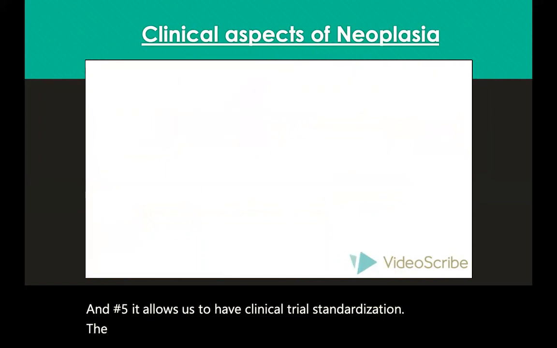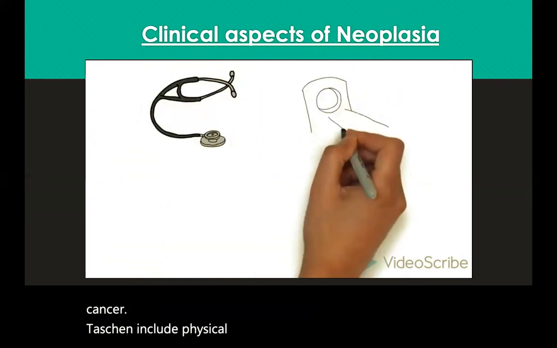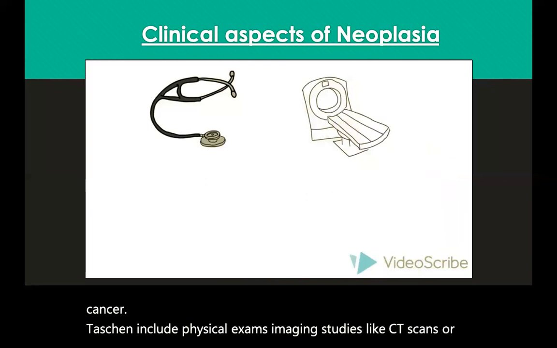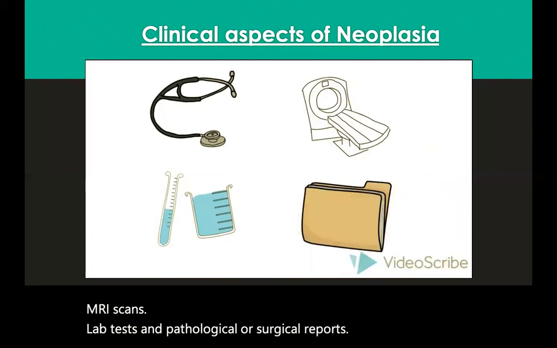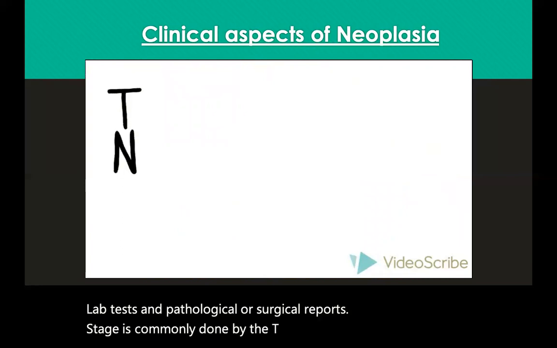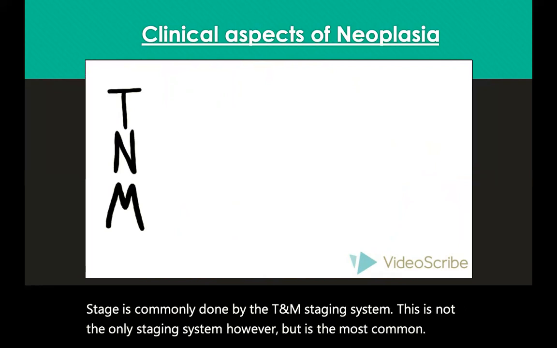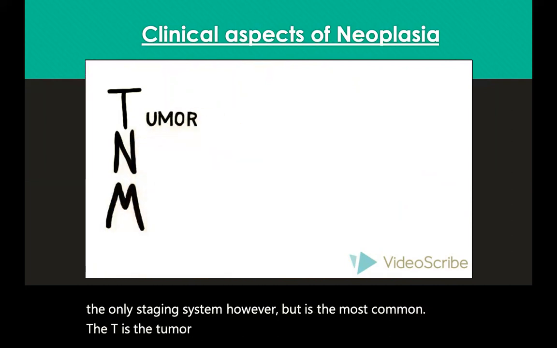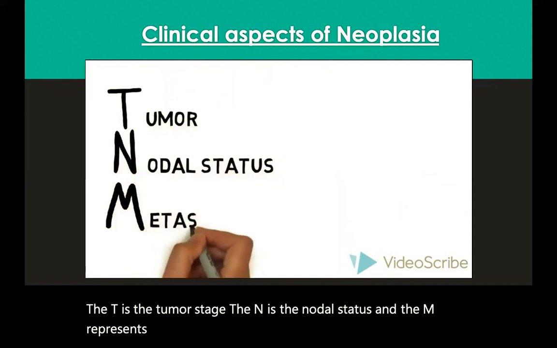The types of tests used to determine stage depend on the type of cancer. Tests can include physical exams, imaging studies like CT scans or MRI scans, lab tests, and pathological or surgical reports. Stage is commonly done by the TNM staging system. This is not the only staging system, however, but is the most common. The T is the tumor stage, the N is the nodal status, and the M represents the metastases.